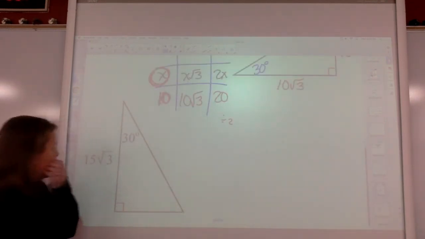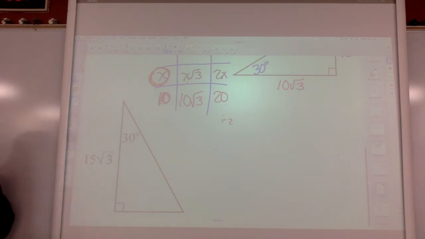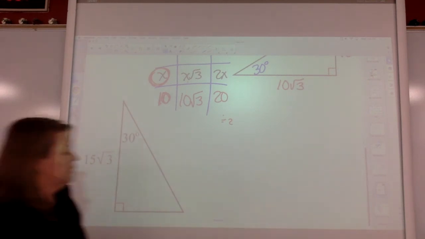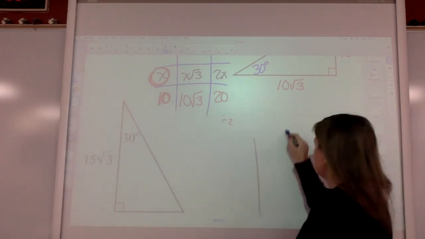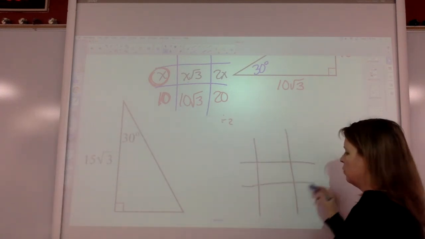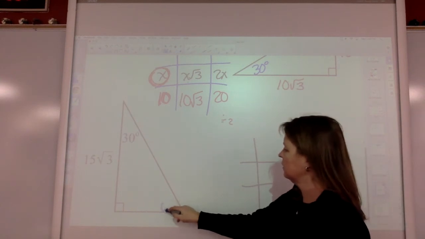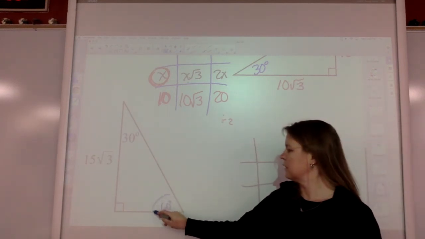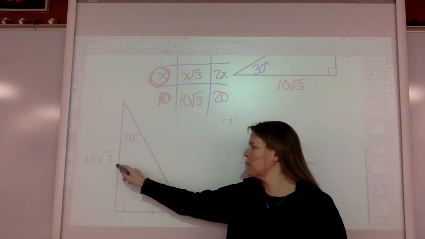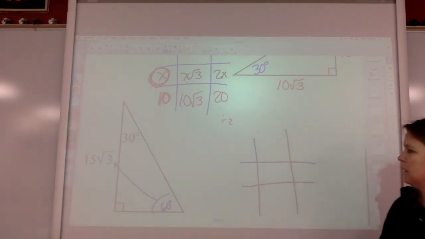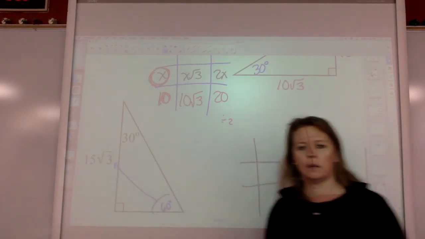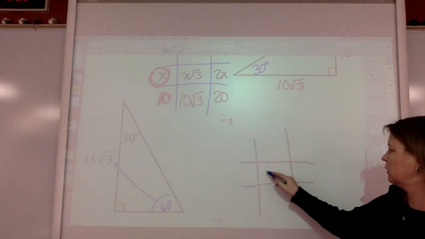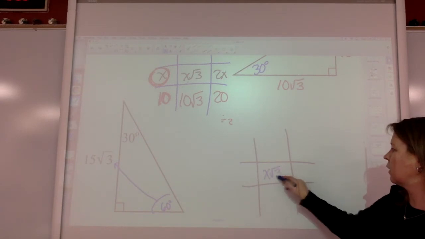Let's try this one. Take the time to draw it. Set up your tic-tac-toe. Put in your 60 degrees if you want to, if it helps. Then you know that your 60 degrees is staring directly across the room at that beautiful 15 square root of 3 over there, trying to get the nerve to walk all the way across the triangle to go ask a question. We know our x square root of 3 side.